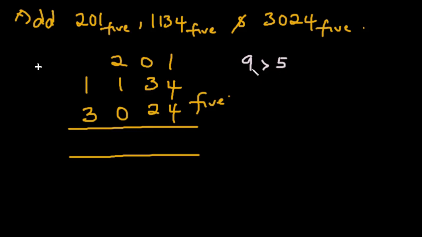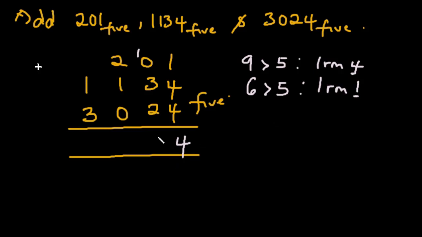So how many times can 5 go in 9? That's 1, remainder 4. We'll write the remaining figure, 4, and bring 1 here. Add 1 to this. 1 plus 0, 1 plus 3 is 4, plus 2 is 6. But again, 6 is greater than 5. We cannot write 6 because the highest digit, like I said, is 4. Now, can 5 go in 6? We have 1, remainder 1.